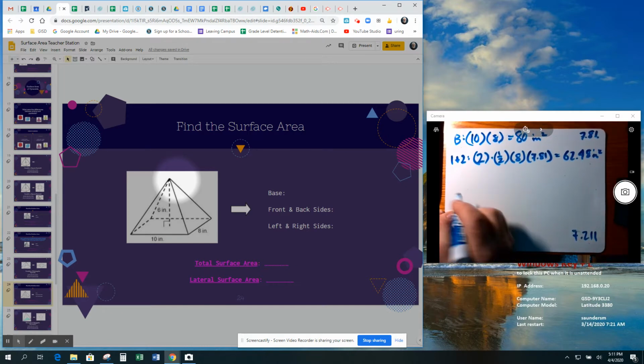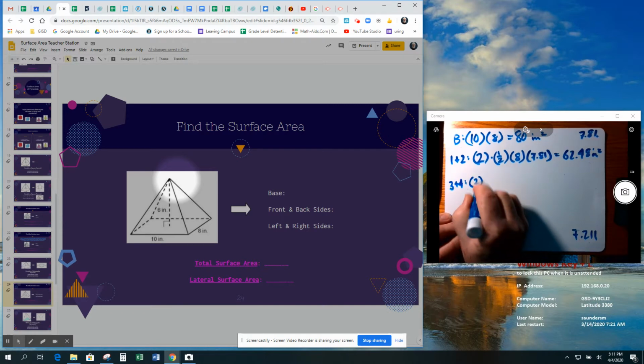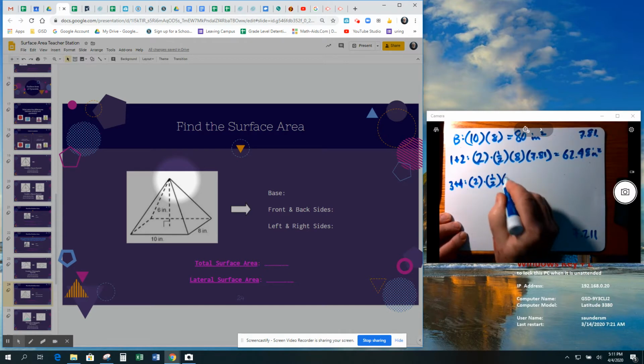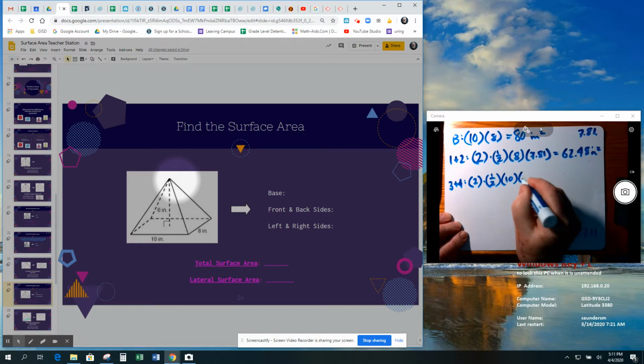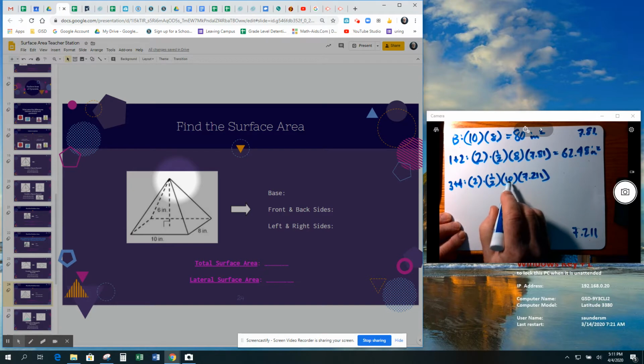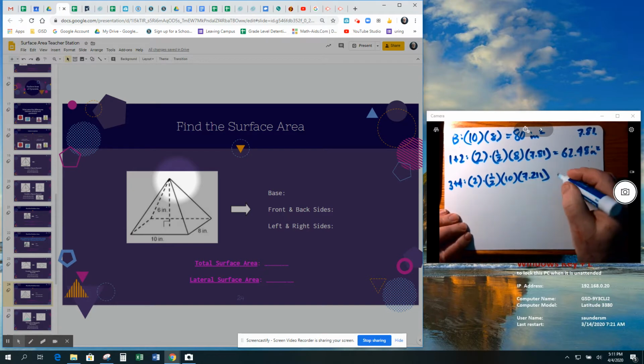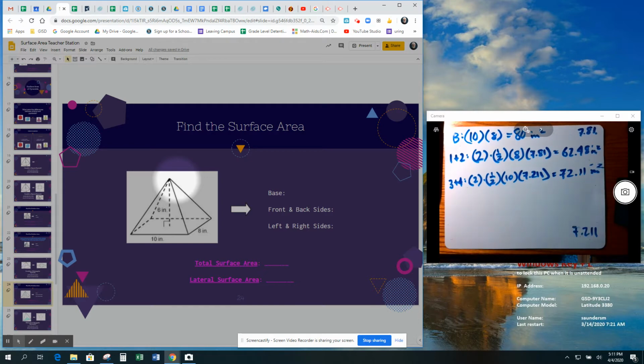All right. And then we have sides 3 and 4, and there are 2 of those times 1/2. Their base was 10 inches, and the slant height for those triangles was 7.211. So 2 times 1/2 is 1, times 10 is 10, times 7.211 is equal to 72.11 square inches.